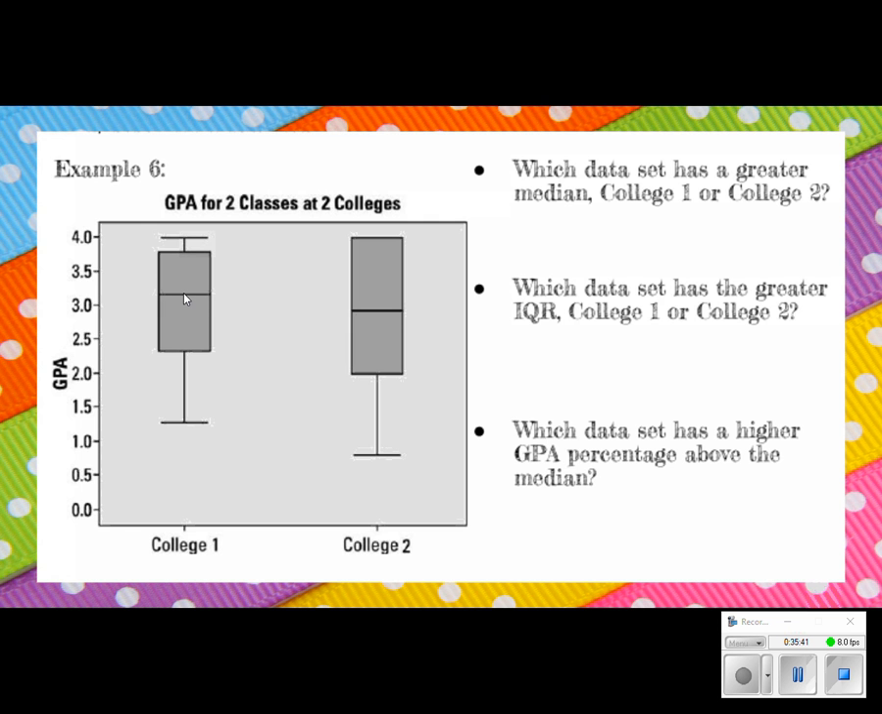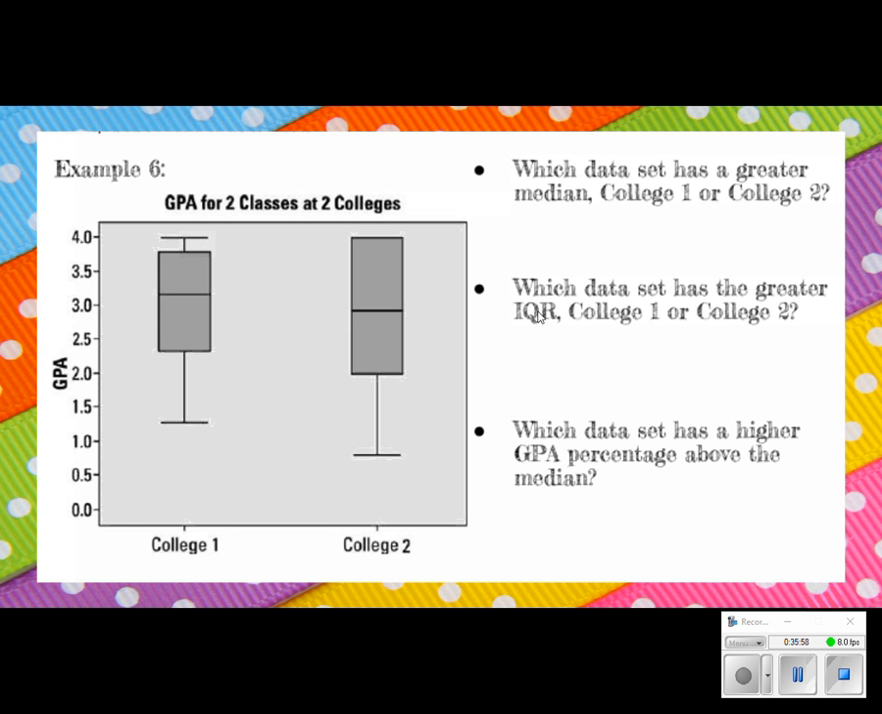So we're looking at this bar that's in the middle of the box. So this is further up the scale than this one. So college 1 would have the greater median. Which data set has the greater IQR?